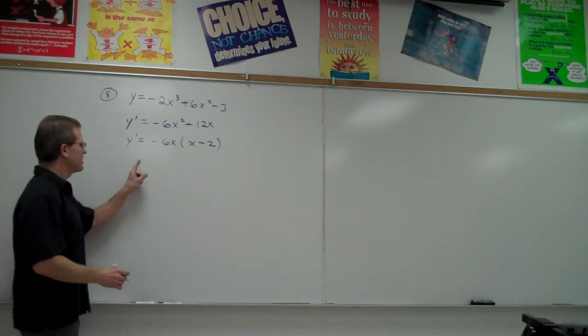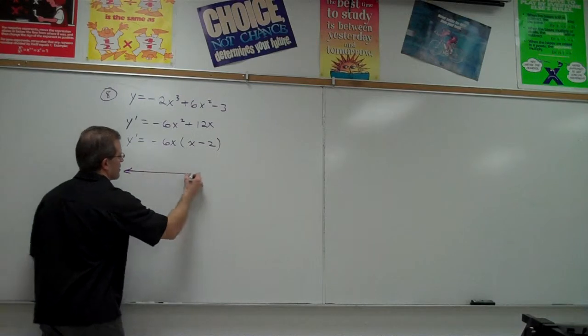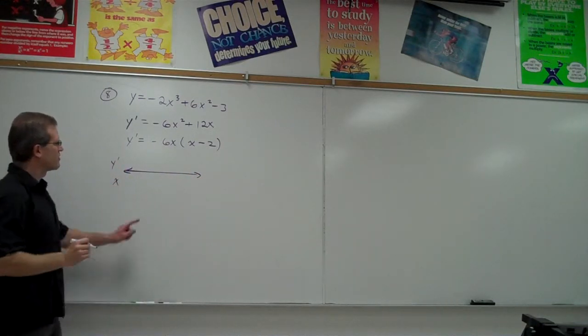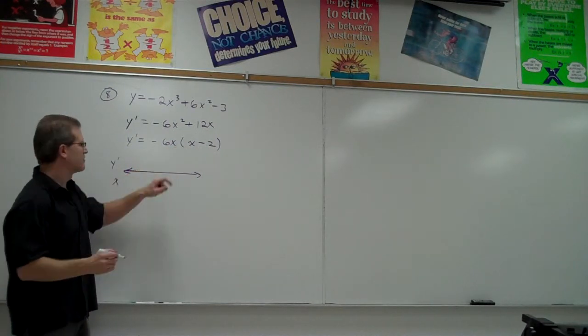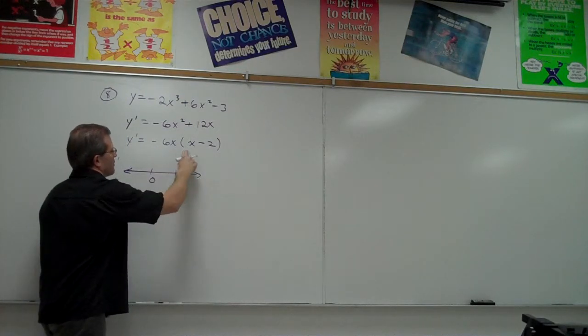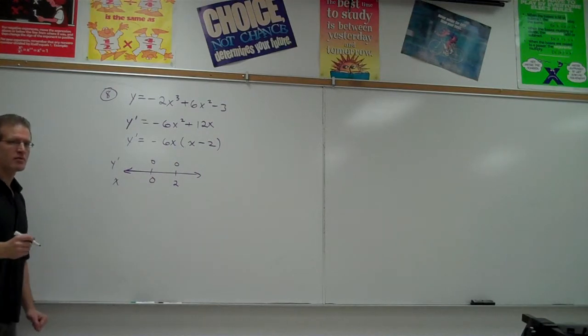Now you should be able to see what values of x will make the derivative come out to 0. I'm going to make a number line chart. So what two numbers would make this derivative come out to 0? 0 and 2. So when x is 0 and when x is 2, this derivative would come out to 0. Now we're going to pick some test values.